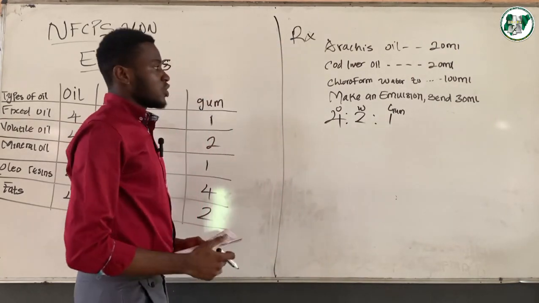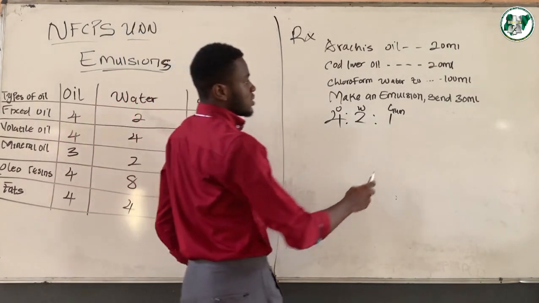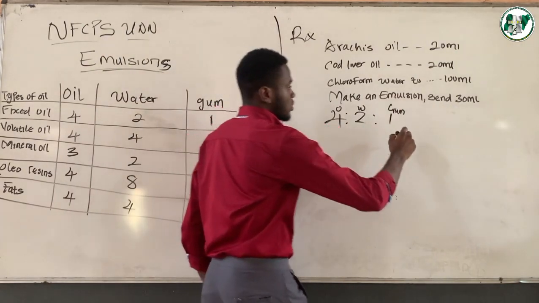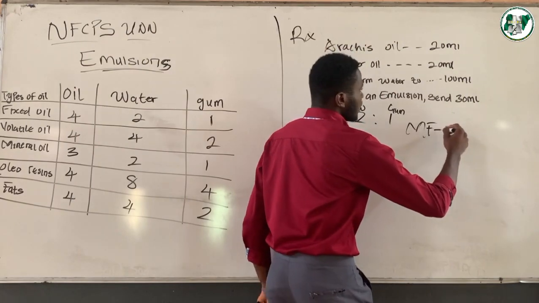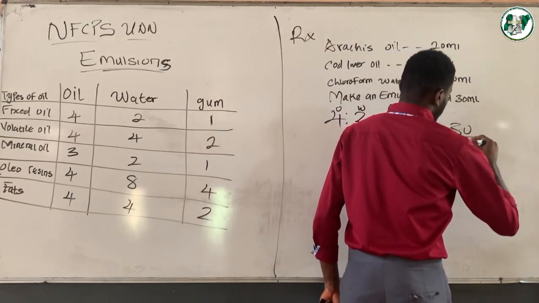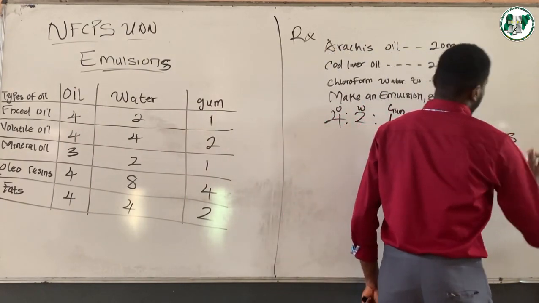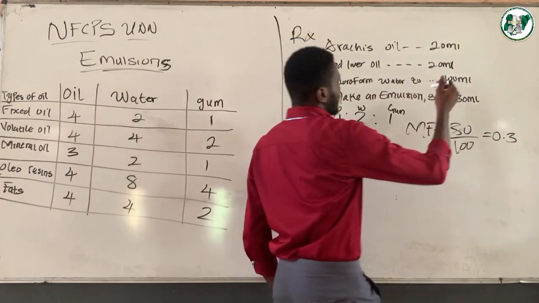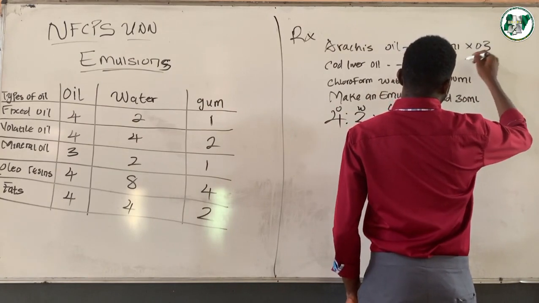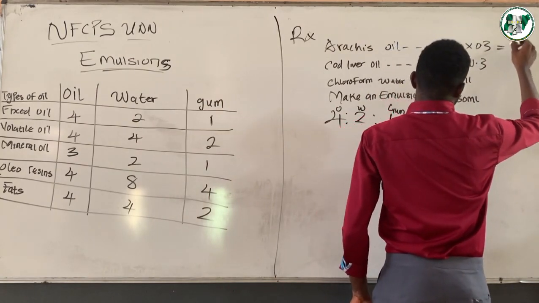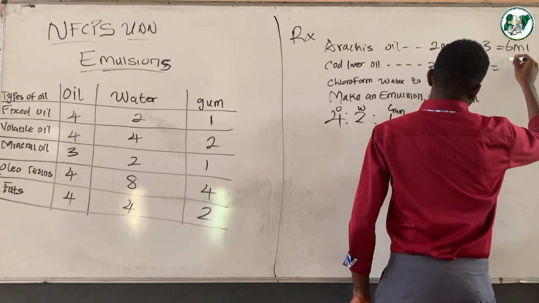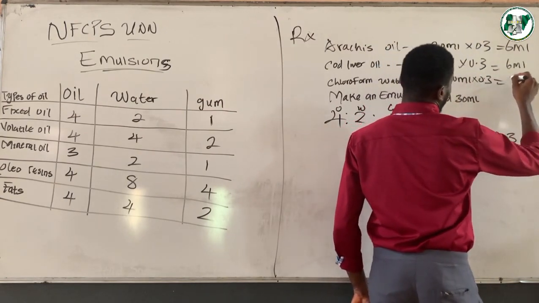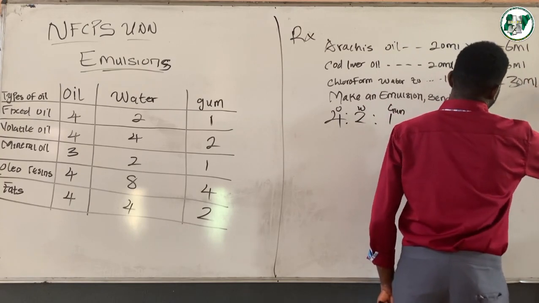Before then, we're going to get our multiplication factor. Amount sent is 30 ml and amount given is 100 ml. So our multiplication factor is 30 over 100, which is equal to 0.3. Getting our working formula, we multiply our multiplication factor with our original formula, which is 20 multiplied by 0.3, and 20 multiplied by 0.3, which should give us 6 ml each for the oils. Multiplying our water by 0.3, we get 30 ml.